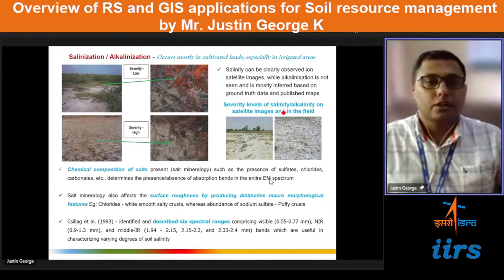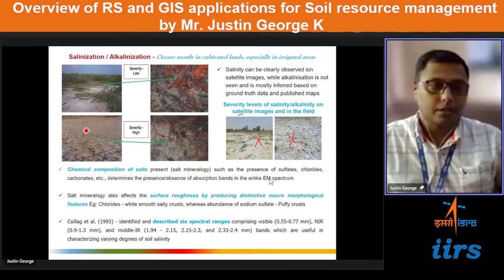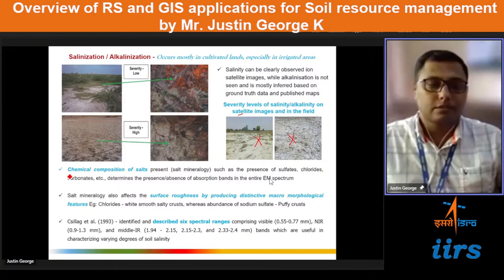Here you can see the severity of salinity or alkalinity, how they appear on satellite images as well as in the field. These two are field photographs of a salt affected region, mainly from the Indo-Gangetic Plain near Mathura region of Uttar Pradesh. Similarly, the chemical composition of the salts, that means the mineralogy, such as the presence of sulfates, chlorides, carbonates, etc., also determines the presence or absence of absorption bands in the entire electromagnetic spectrum. That's why with a change in the composition of the salts, the reflectance pattern also varies.